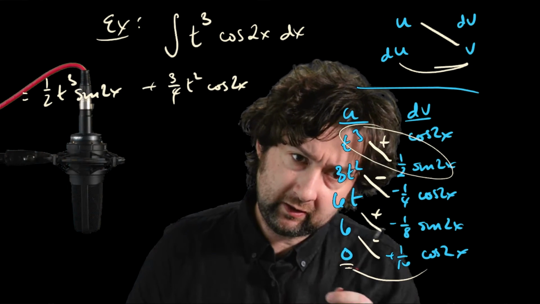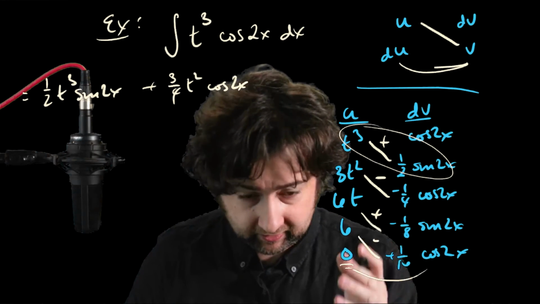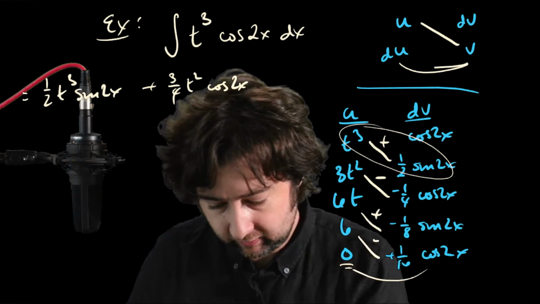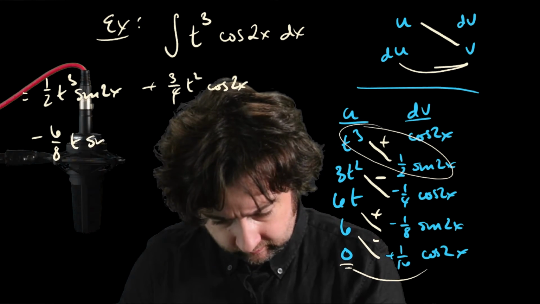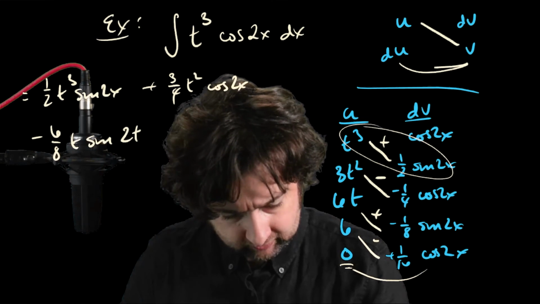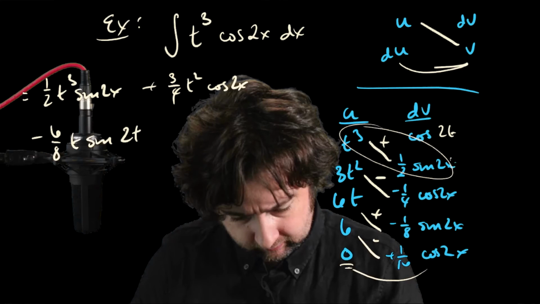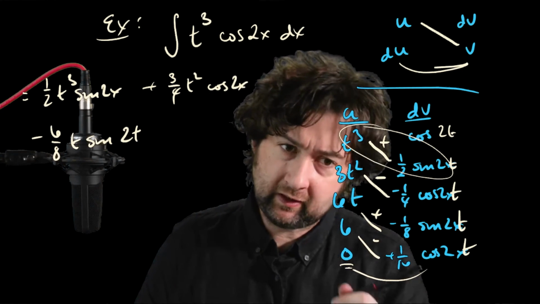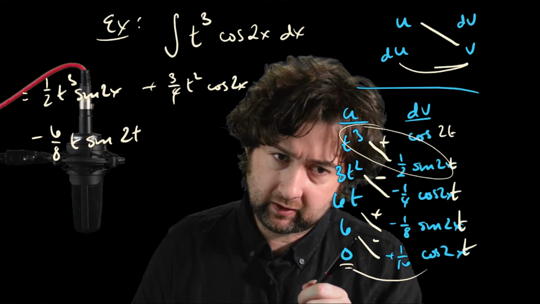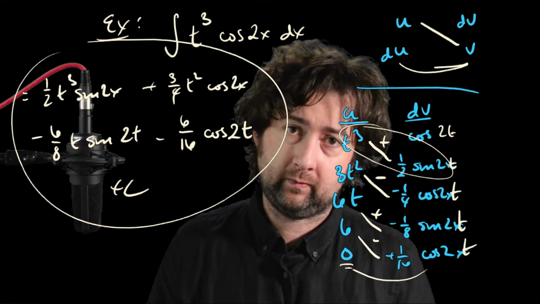Now I'm going to multiply these guys together. That's the third one. And I'm going to get, well, 6 times, it's positive, and 6 times negative 1/8 is minus 6/8 t sine of 2x. These are supposed to be t's all through here. And finally, the last step has got a negative in front, and it's 6 over 16. And so that is the answer.